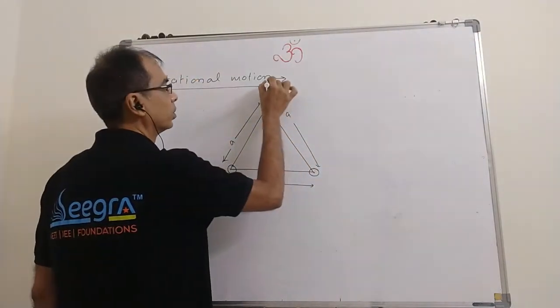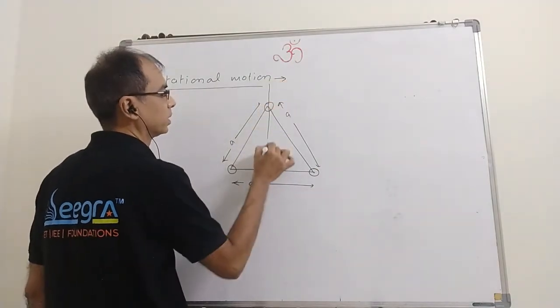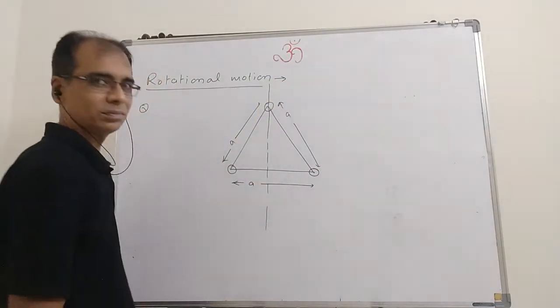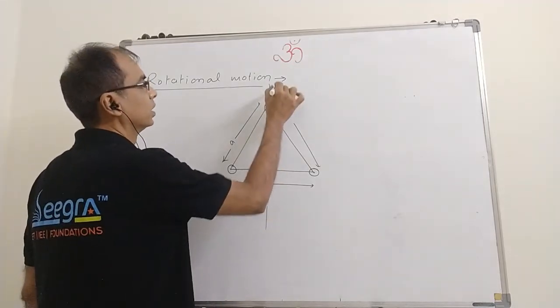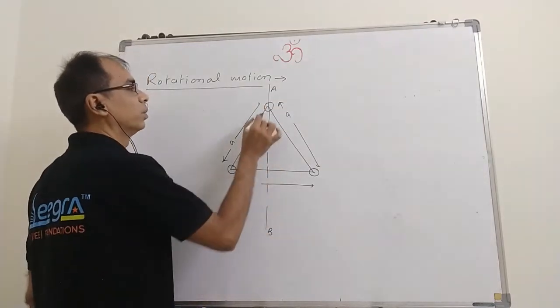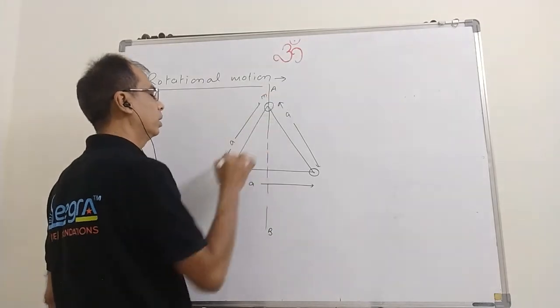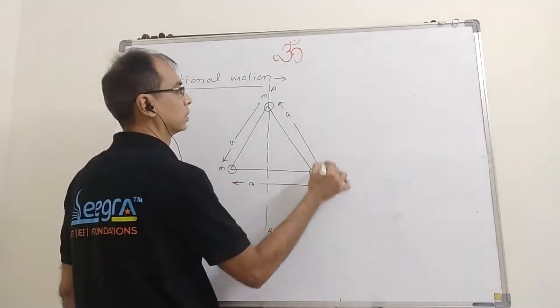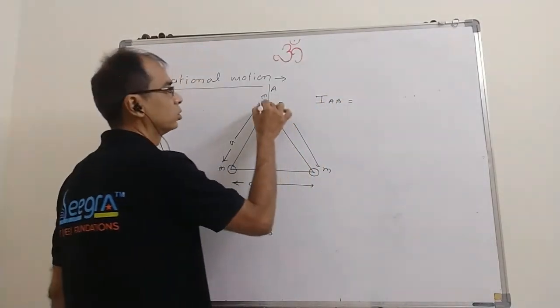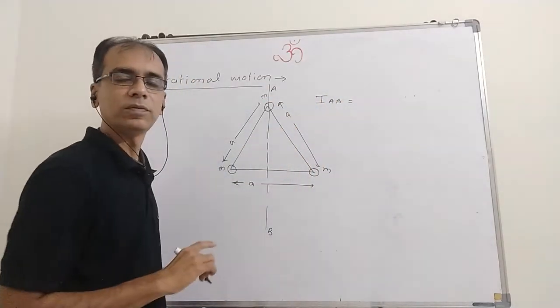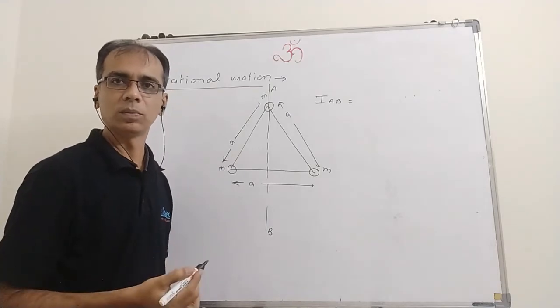And let's say we want the moment of inertia about this axis, which is passing like this. It's very simple. Let's say this is AB. All the masses are M. When I am trying to find IAB, this axis is passing through this mass, so the moment of inertia of this mass about this axis is 0.